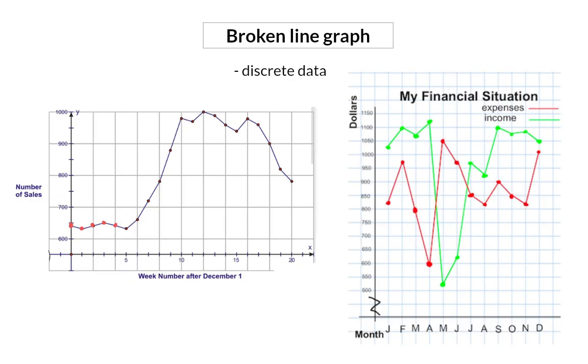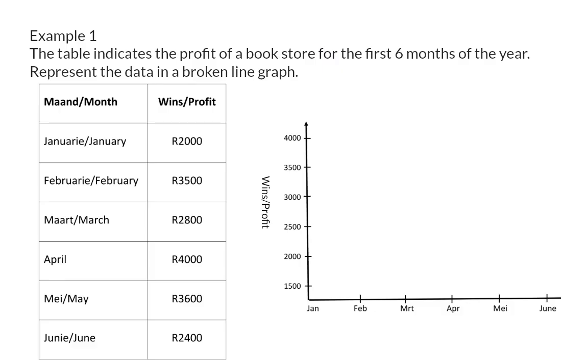You can also draw a broken line graph consisting of two line graphs and then compare the data of the two graphs. Example 1. The table indicates the profit of a bookstore for the first 6 months of the year. Represent the data in a broken line graph.